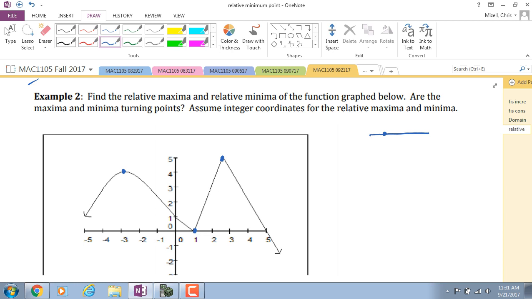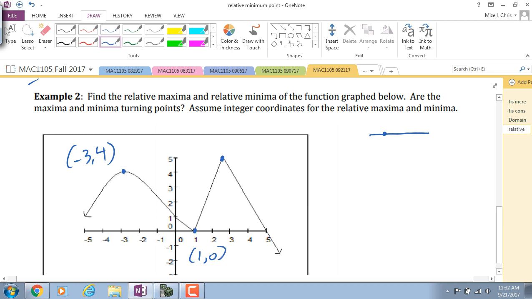So let's indicate the coordinates. It's close. If you want to call it negative 2.9 something, that's fine. I'm going to go ahead and call that negative 3, 4 for this relative maximum point. And this one seems clearly 1, 0 for this relative minimum point. And this, we're going to have to call that 2 point something. What's the x-coordinate? 2.5, and I think we can go with 5 for the y-coordinate.